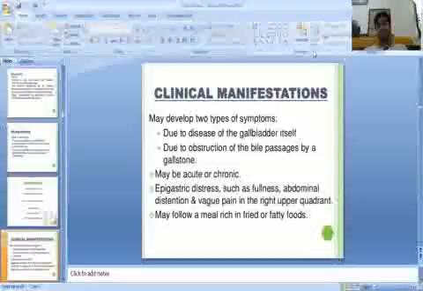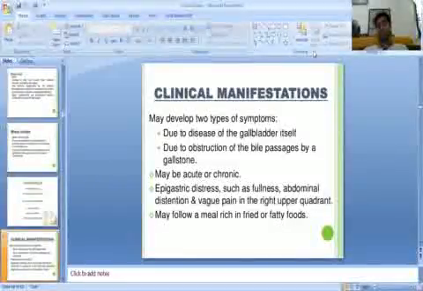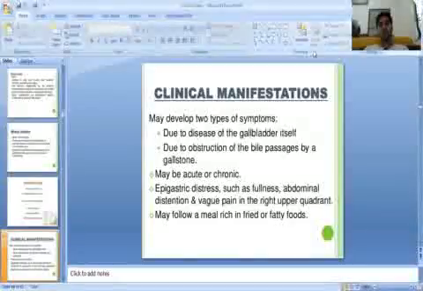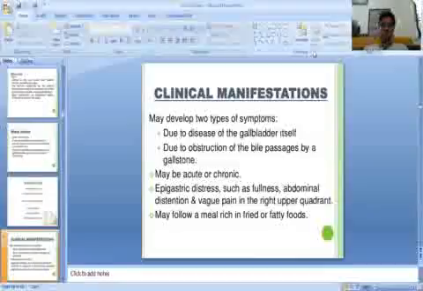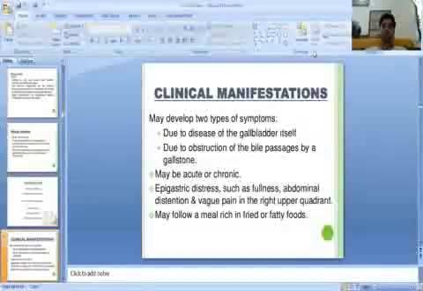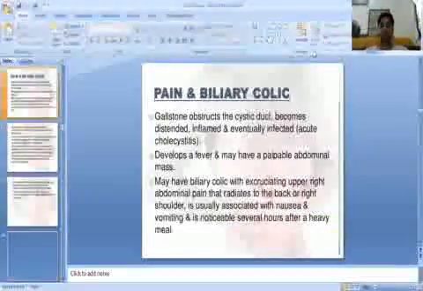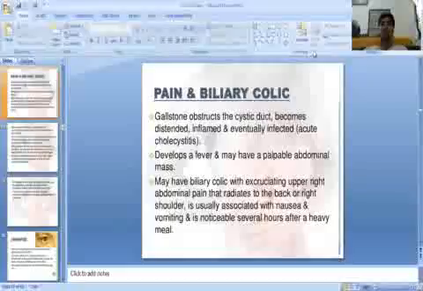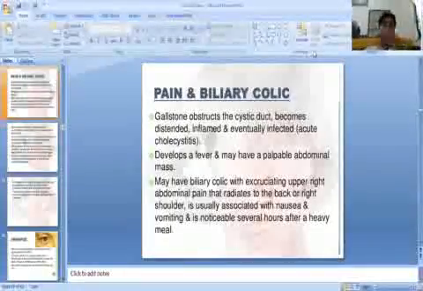Clinical manifestations may develop two types of symptoms: due to disease of the gallbladder itself, or due to obstructive bile passage by a gallstone, which may be acute or chronic. Epigastric distress such as fullness, abdominal distension, and vague pain in the right upper quadrant may follow a meal rich in fat and fatty foods. Next, pain and biliary colic.